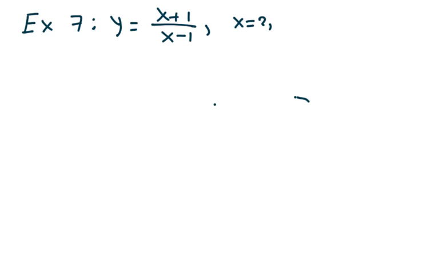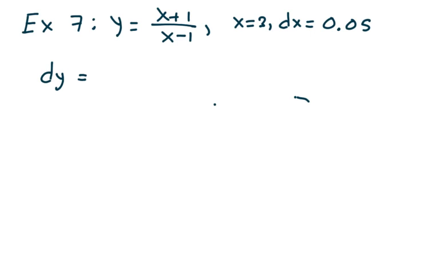So we're going to do one more example for this video. Now, suppose y equals, we'll do this one. Okay, so y equals x plus 1 over x minus 1. And x equals 2 and dx is 0.05.